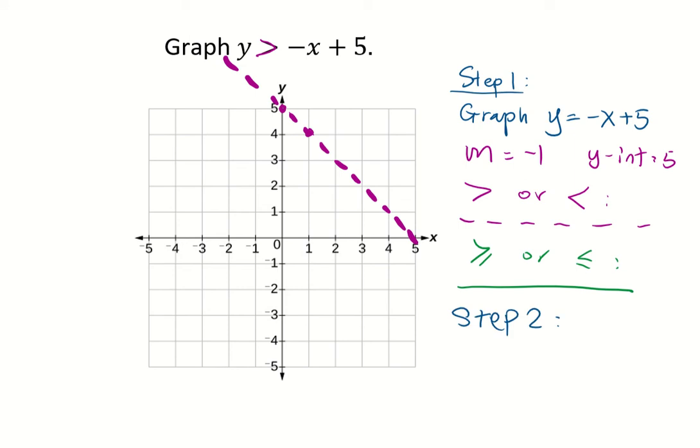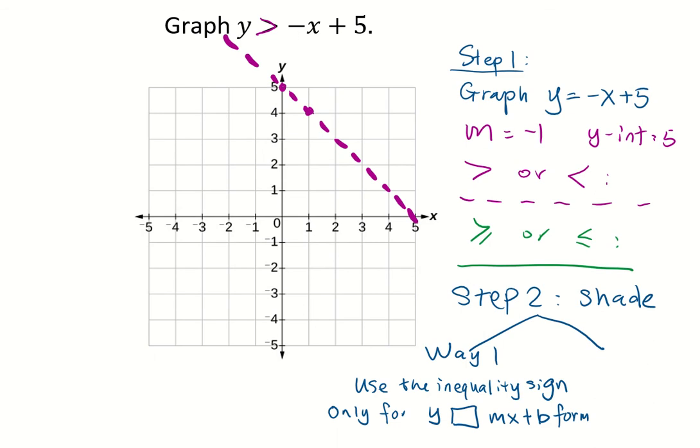After drawing the line, we're halfway done. The next step is to decide which side to shade. Notice that the line is dividing the whole plane into two half planes. So we're either going to shade the upper half plane or the lower half plane. There are two ways to decide which side to shade.